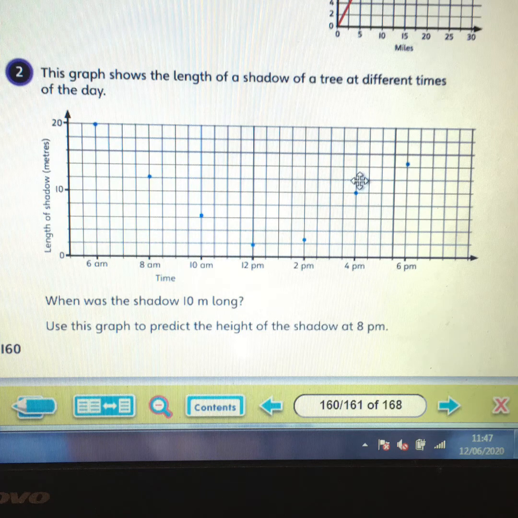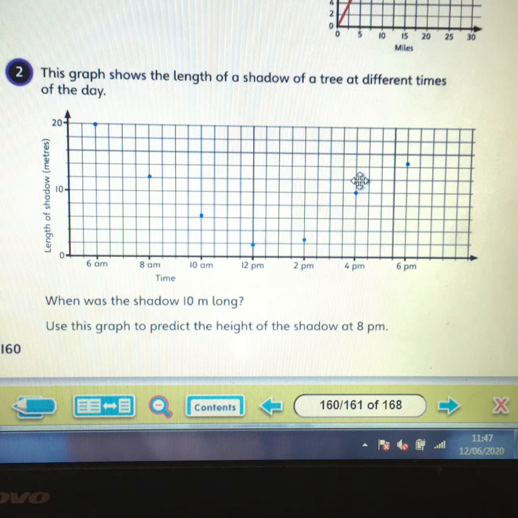Super. So, number 2. This graph shows the length of a shadow of a tree at different times of day. When was the shadow 10 metres long? And then can you use this graph to predict the height of the shadow at 8 p.m?